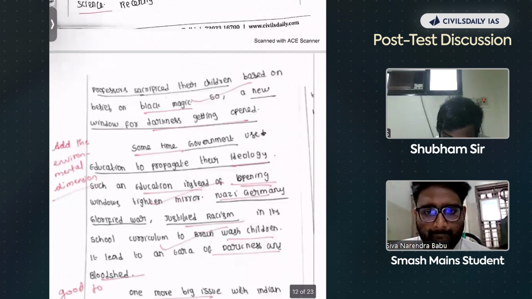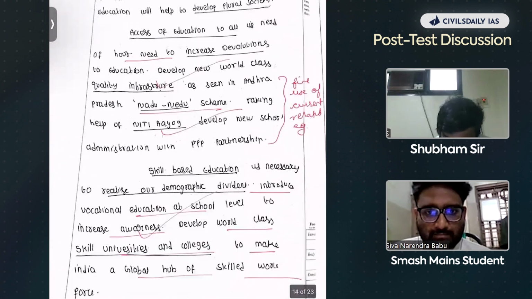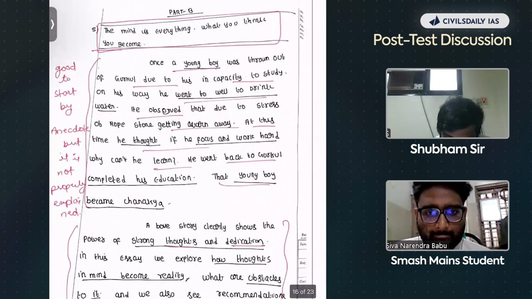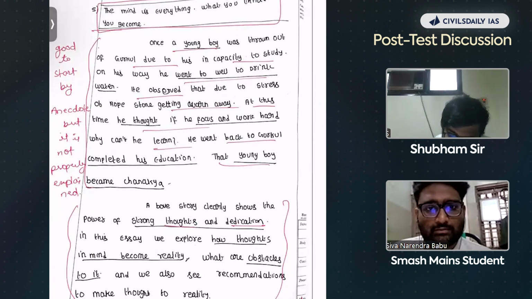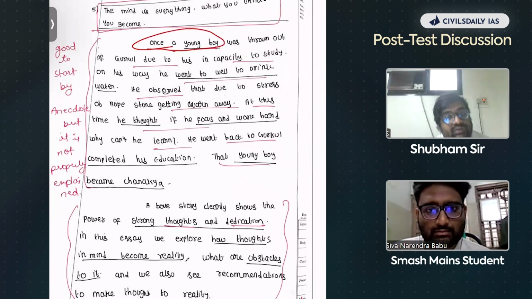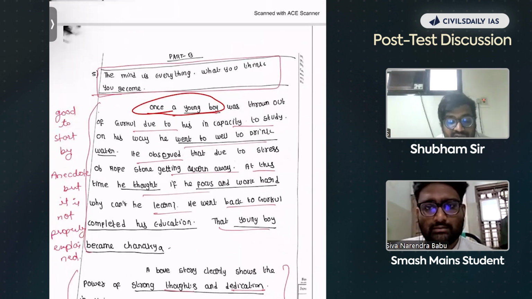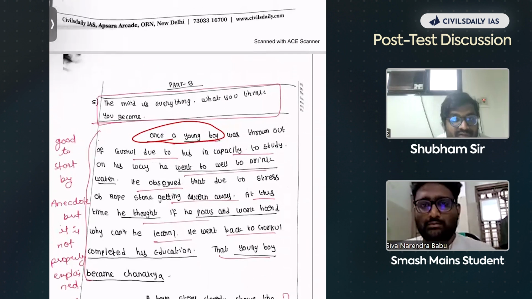You see the second one. Yes. Mind is everything. What do you think you become? Again, if you see the first essay introduction, here also you use the same approach. Make sure you are using two different introductions for the two essays.